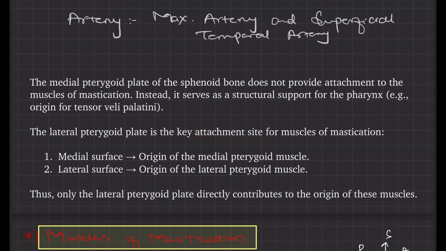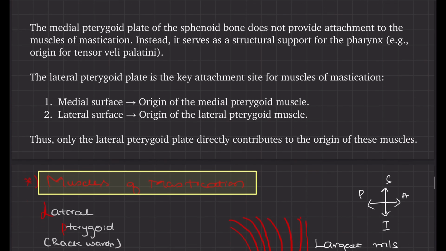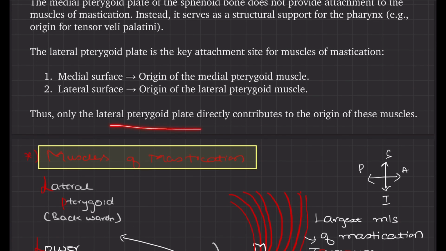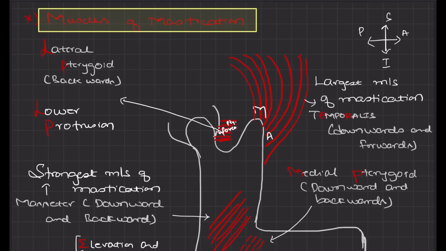The lateral pterygoid plate has two surfaces, the medial surface and the lateral surface. The medial surface gives origin to the medial pterygoid. The lateral surface gives origin to the lateral pterygoid muscle. Thus, the lateral pterygoid plate directly contributes to the muscles of mastication. The lateral pterygoid fibers run backwards. It is responsible for L, lowering the mandible, and P, protrusion of the mandible.